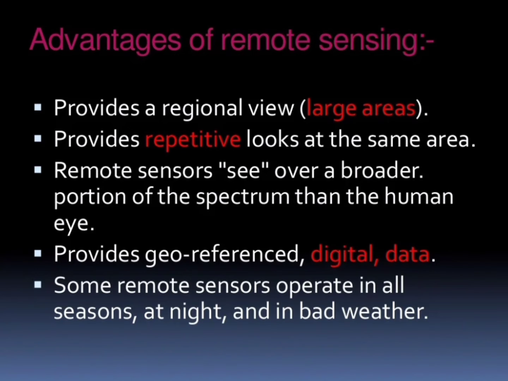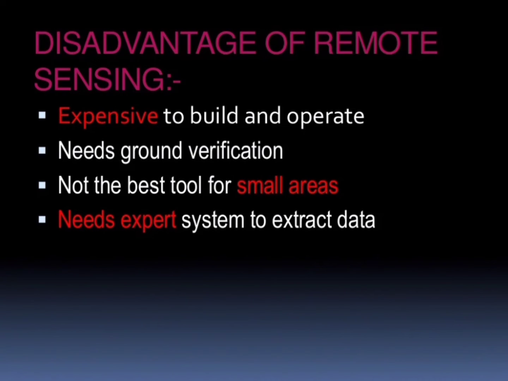There are some advantages of remote sensing. It provides a regional view of large areas, provides repetitive looks at the same area, and remote sensors see over a broader portion of the spectrum than the human eye and provide geo-referenced digital data. There are also some disadvantages of remote sensing. It is too expensive to build and operate, needs ground verification, and is not the best tool for small areas.